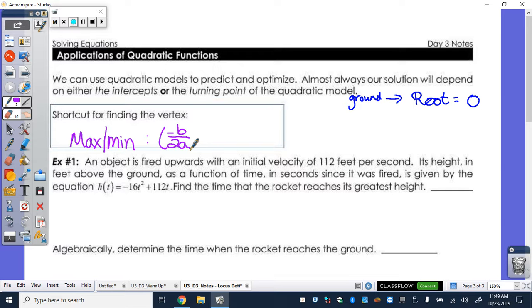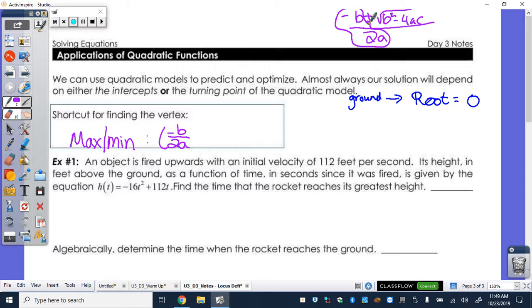Do you guys remember seeing -b over 2a? Yeah. Remember, it's the first part of your quadratic formula also. -b plus minus square root. Right there. That first part, there's your axis of symmetry formula, so if you don't remember it, it's always there for you. So you've got to find that first.